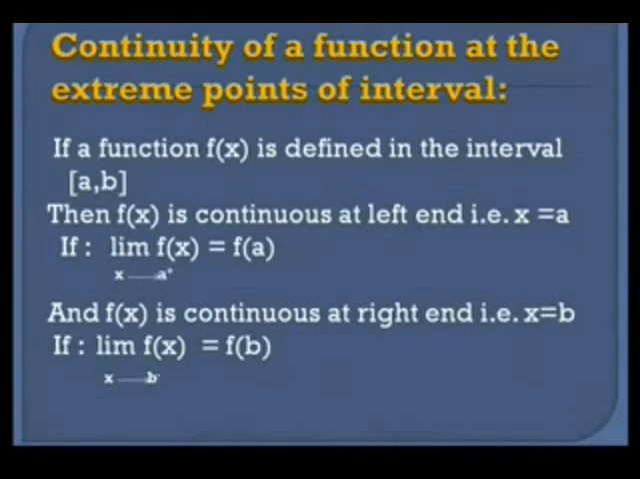Then in such case we say that f(x) is continuous at the right end. Here we don't need to find the right hand limit at the point x equal to b. So for checking the continuity of a function at the extreme points, for the point a we check the right hand limit, and if it is equal to f(a), then it is continuous at the left end. For the right end we check the left hand limit, and if it is equal to the value of f(b), then we say that f(x) is continuous at the right end, which is x equal to b.